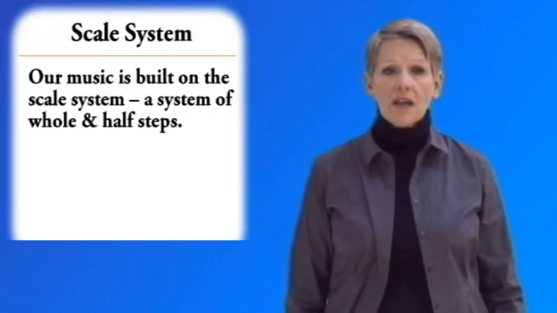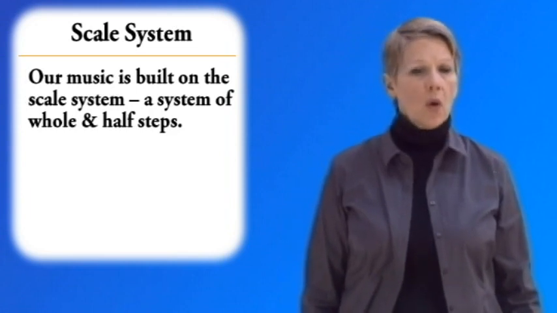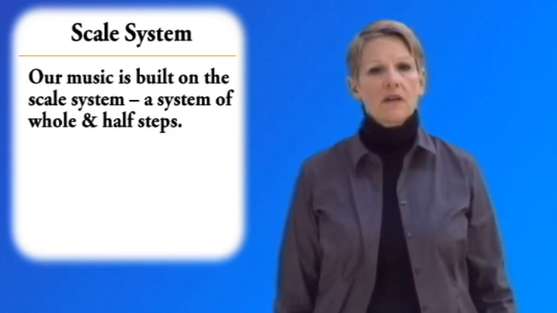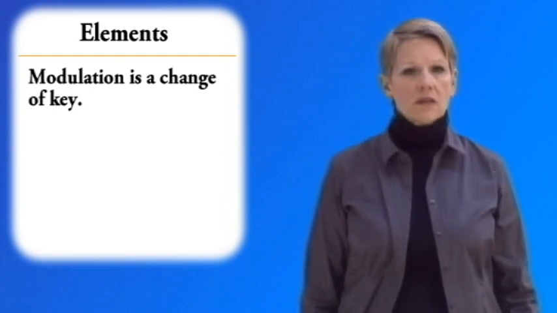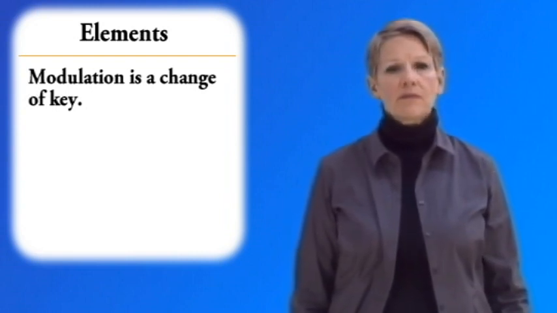Our system of music builds tonality on a scale system. The scales can be major or minor. Major keys sound upbeat. Minor keys can sound dark or sad. Our system is built on the scale system, a system of whole and half steps. When you change key or tonal center, it's called a modulation.